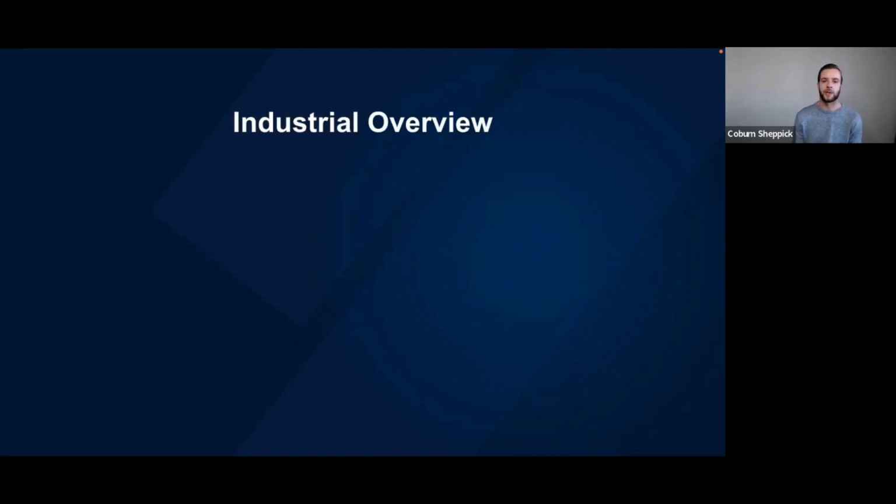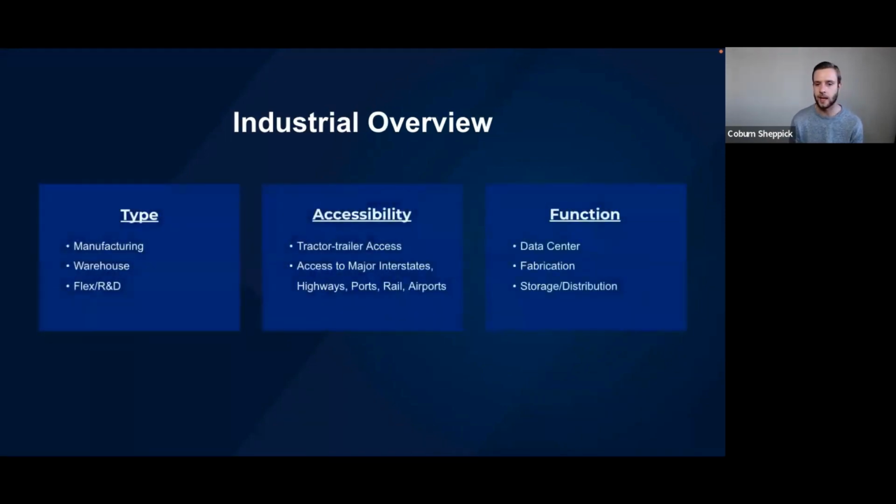Let's dive into industrial. Industrial is the least glamorous type of real estate, and it's always been in demand, but the demand has changed, obviously, with certain things like e-commerce, okay, and the internet, right? So the industrial footprint is changing, and there's three sort of sectors again here as it relates to industrial. It's the type, it's based on accessibility, and it's based on function.